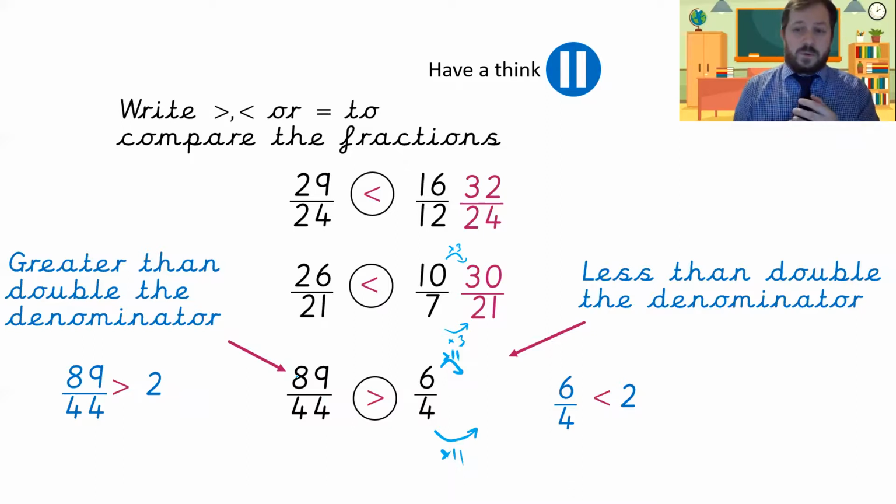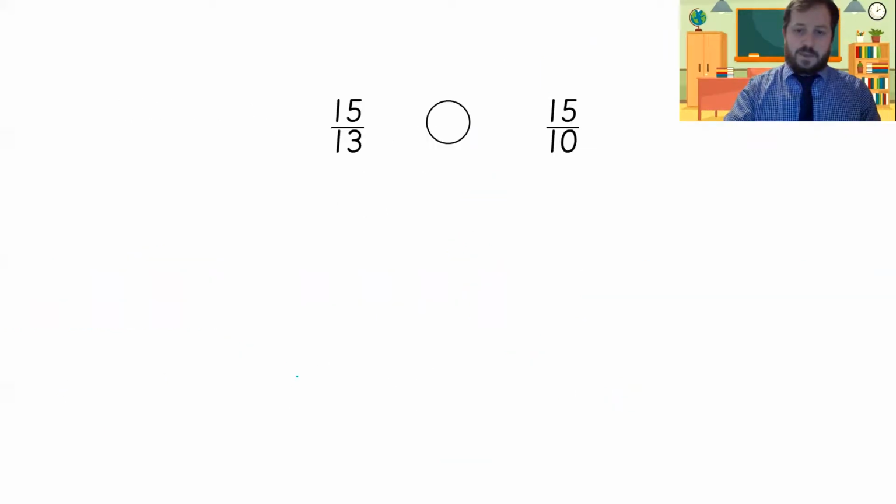So if you don't see that, and it's a matter of seeing it, then you can always use getting the equivalent fraction to get your same denominator to compare them. Okay.